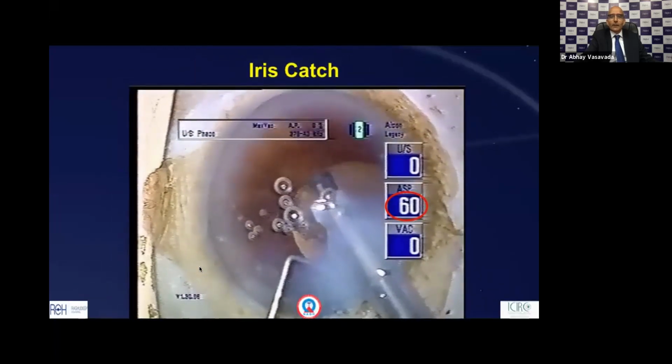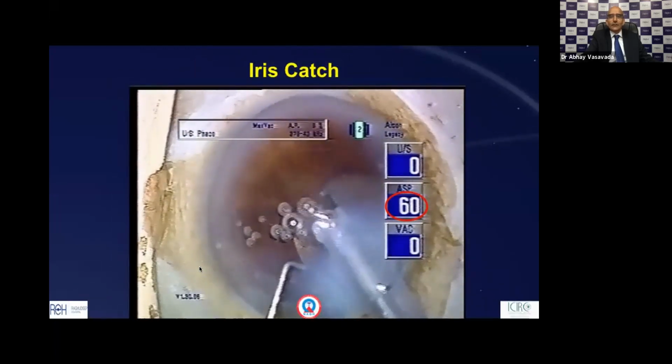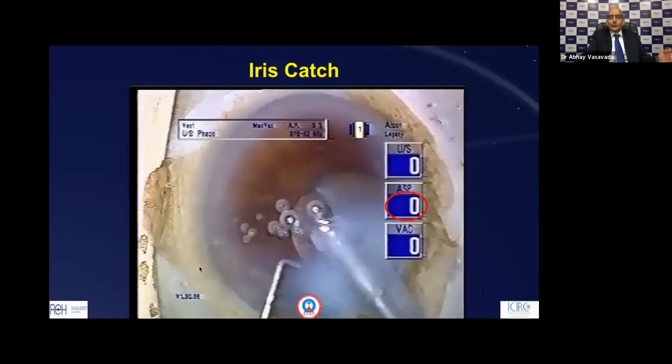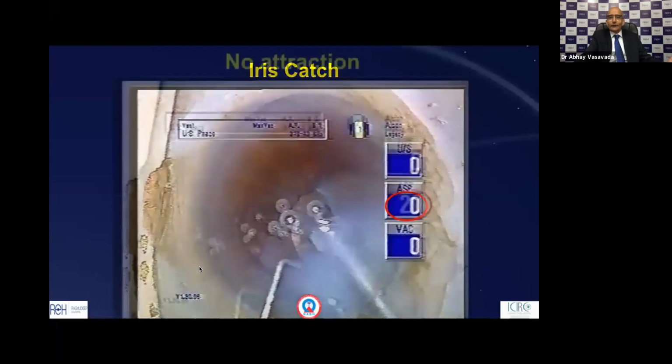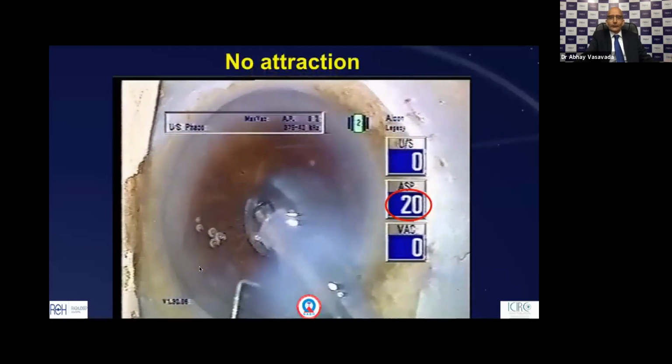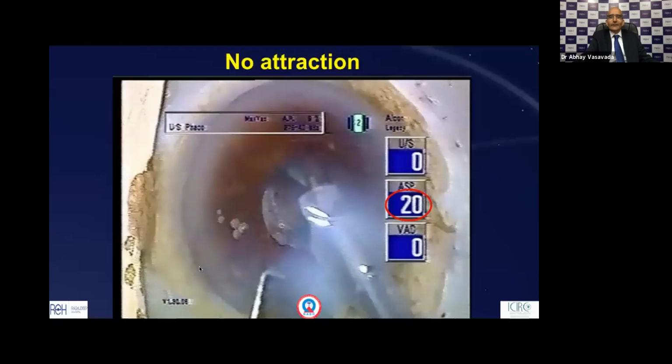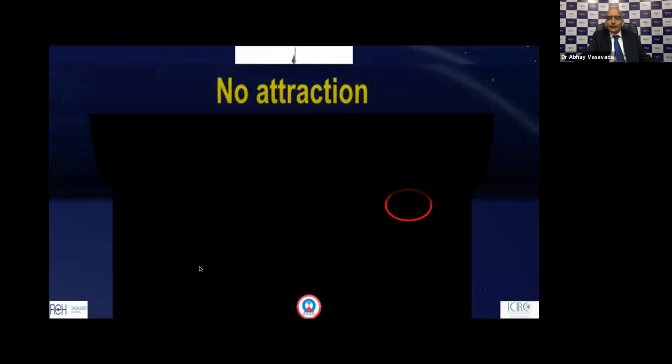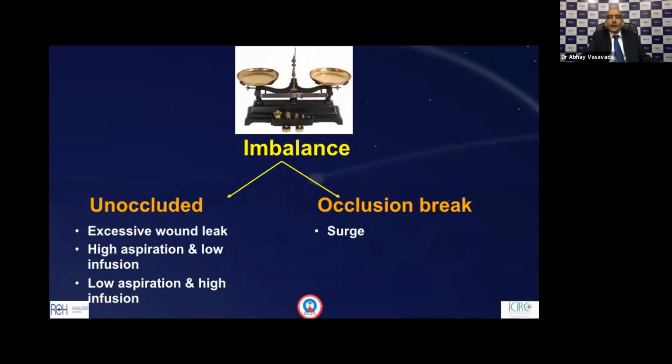And this animation my colleague Dr. Vandana showed years ago: at 60 cc per minute, even when the probe is not near the iris, it catches the iris because of the sheer speed. And she does the same experiment with 20 cc per minute, and the iris doesn't come to the phaco tip. That's what the peristaltic aspiration flow rate is.